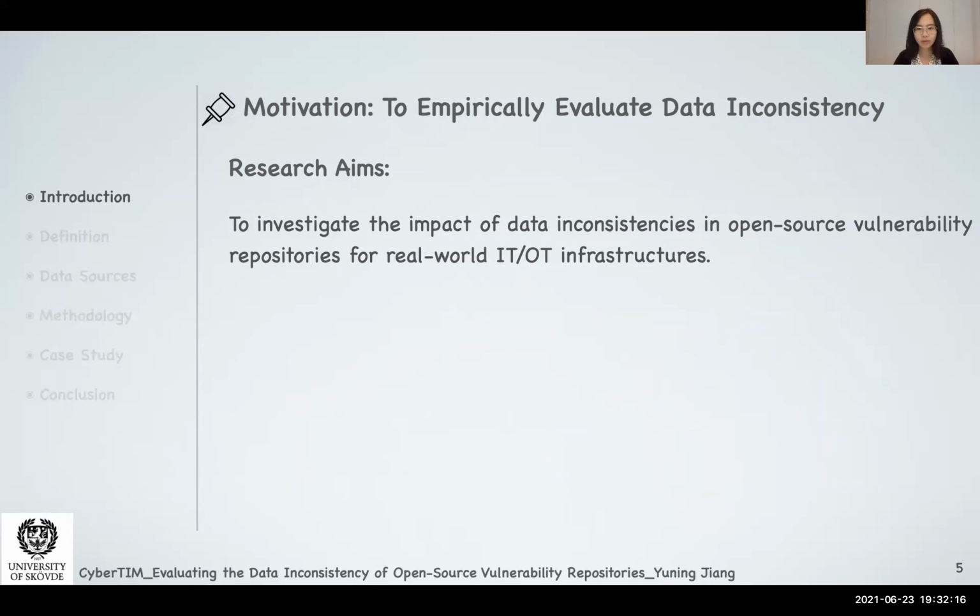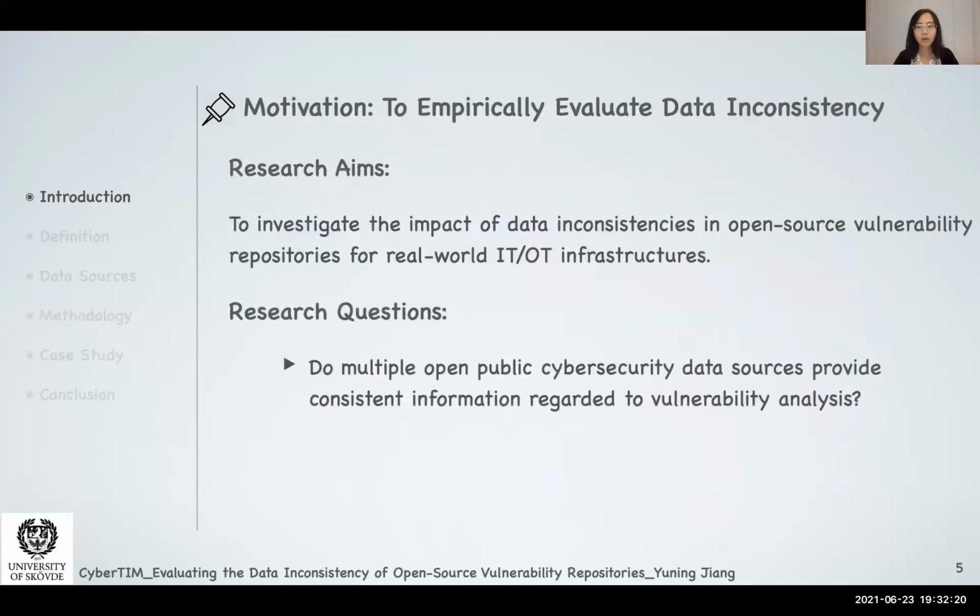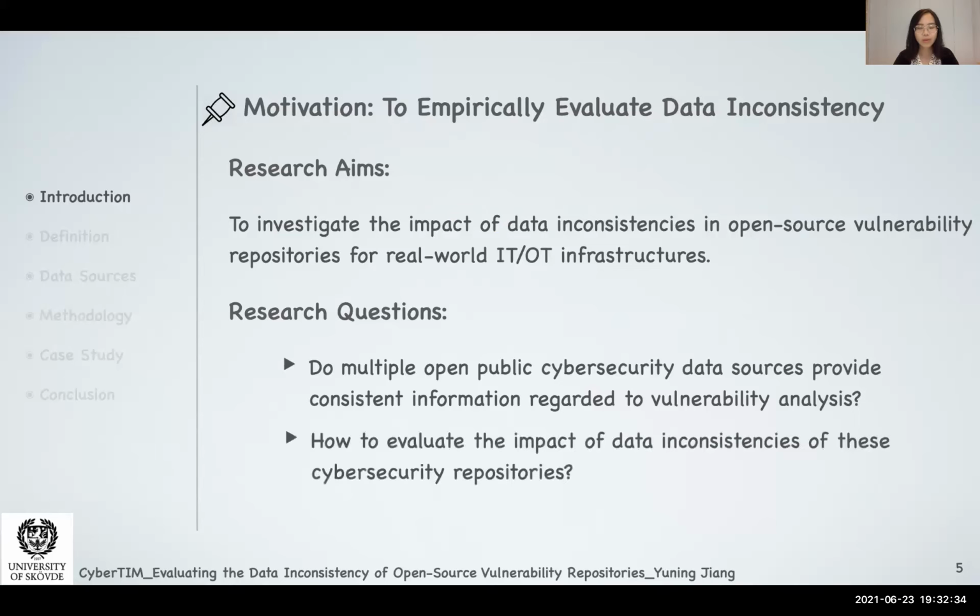The research questions in this paper are twofold. The first question is, do multiple open public cybersecurity data sources provide consistent information regarding vulnerability analysis? The second question is how to evaluate the impact of data inconsistencies of these cybersecurity repositories.